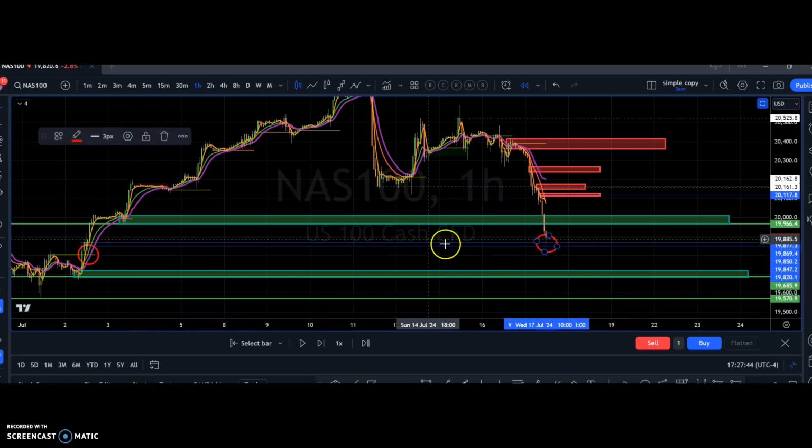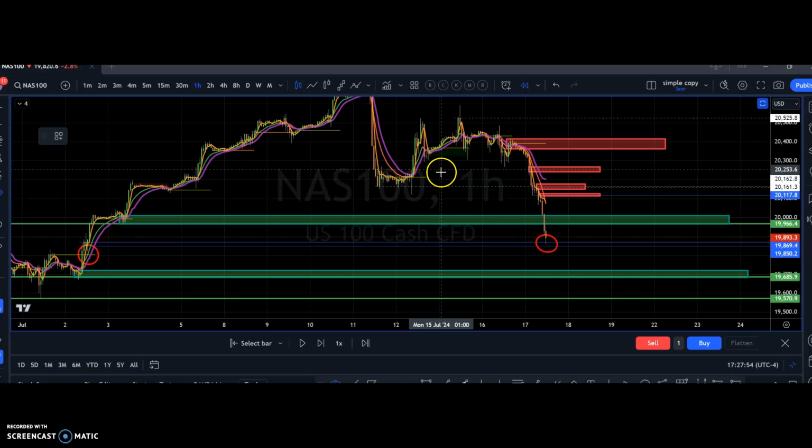Bam. I just wanted to do a quick video on how the market repeats itself, that once a gap is created, a gap will be filled.